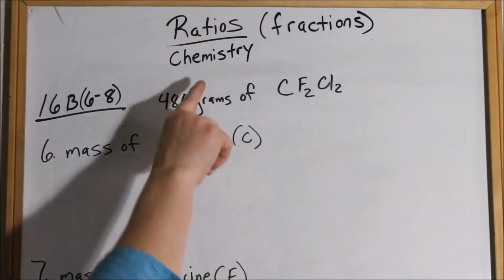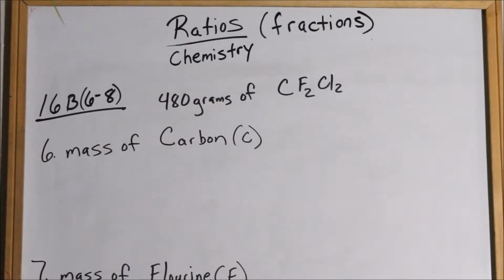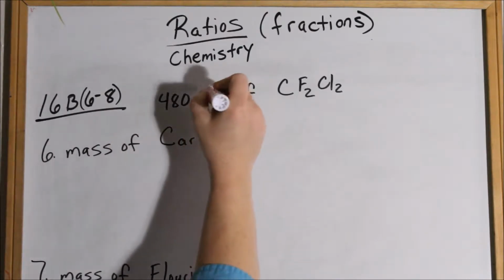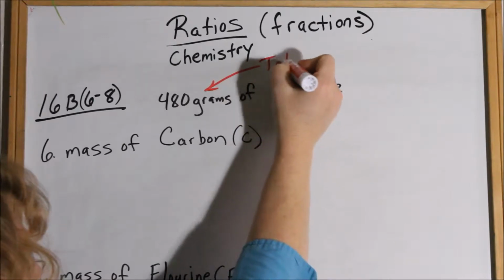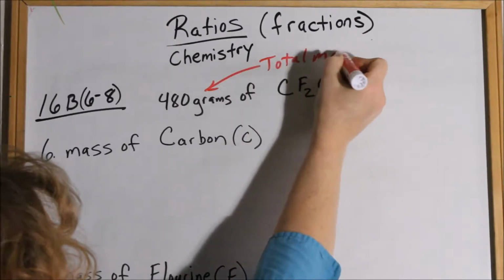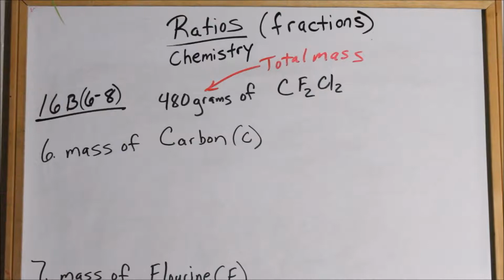Okay, now we're going to be doing ratios with chemistry. This is different than what we did in lesson 14 with the percentages of chemistry, because now the problem is asking us for the mass, okay? Right here, we are given a total mass of a compound, okay?